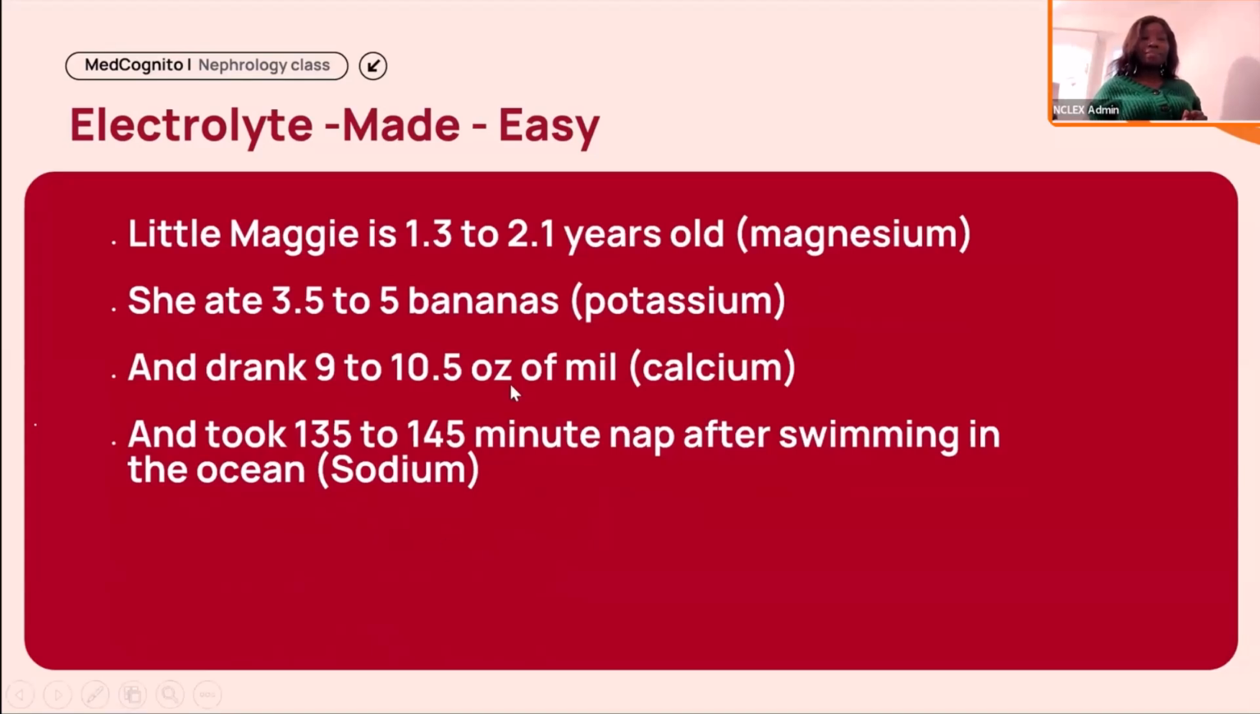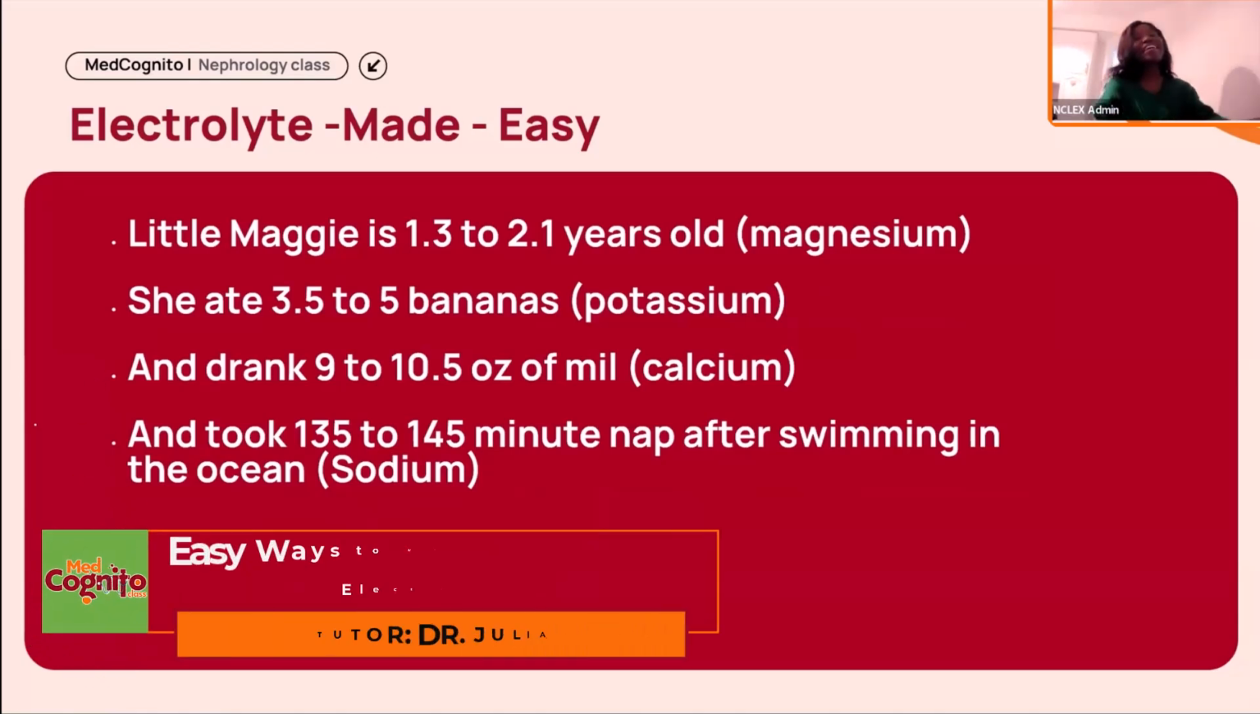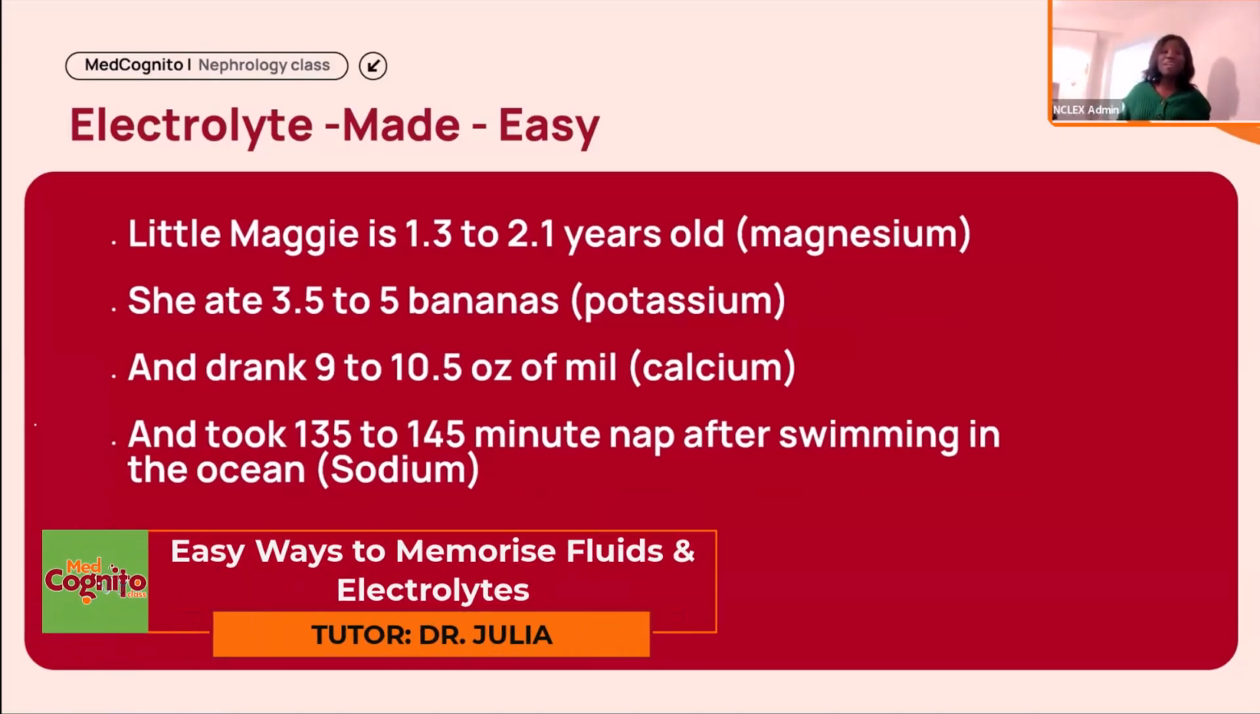It will get easier. And for magnesium, I found another word trick: when you remember Mag, you remember little Maggie, like a girl called Margaret, and she is 1.3 to 2.1 years old. This one is not that easy to remember, but if it works for you, fine. I have a girl called little Maggie. She's 1.3 to 2.1 years old. This is not so easy to remember, but I hope it helps.